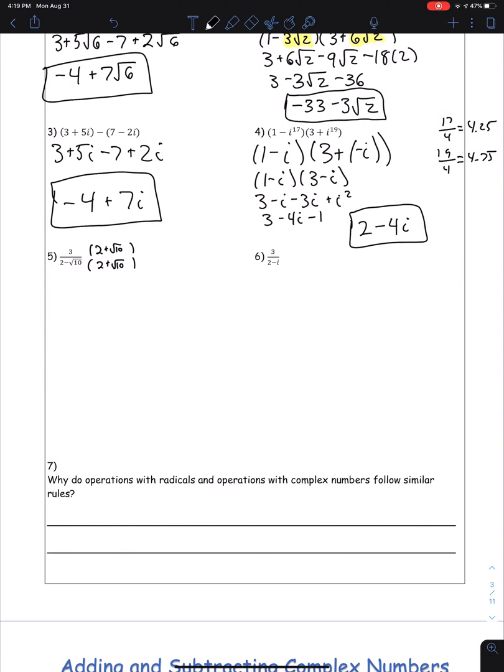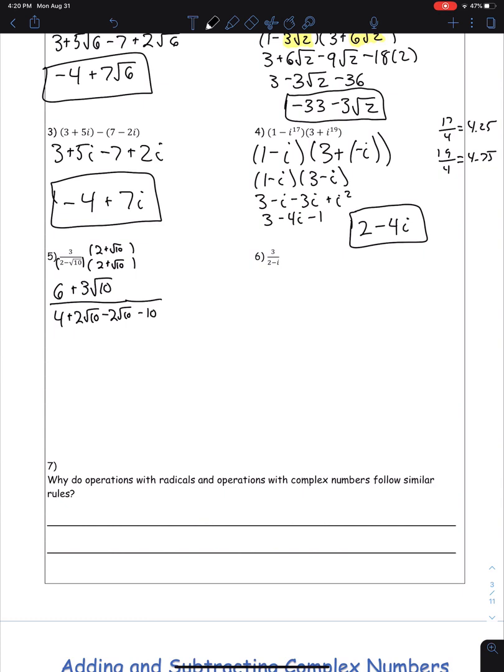So let's multiply the numerator first. 3 times 2 is 6. 3 times rad 10 is 3 rad 10. Over, let's make sure we multiply everything in that denominator by everything in the conjugate. 2 times 2 is 4. 2 times rad 10 plus 2 rad 10. Negative rad 10 times 2 is minus 2 rad 10. And negative rad 10 times positive rad 10 would be negative rad 100, or negative 10.